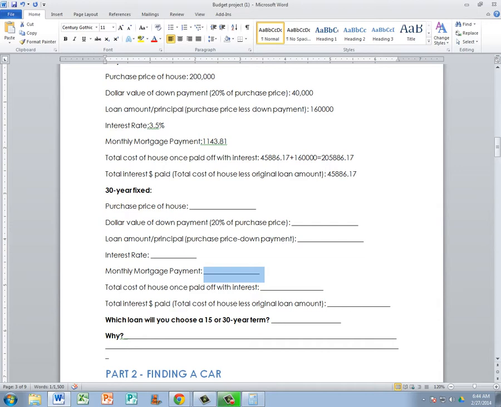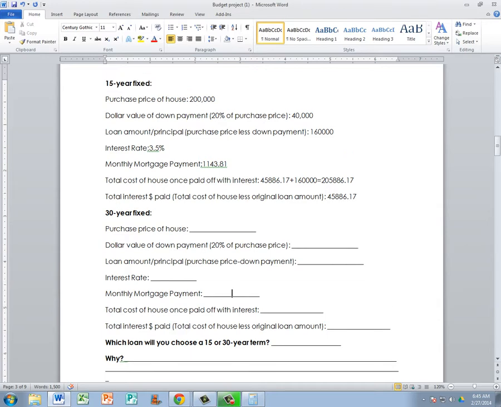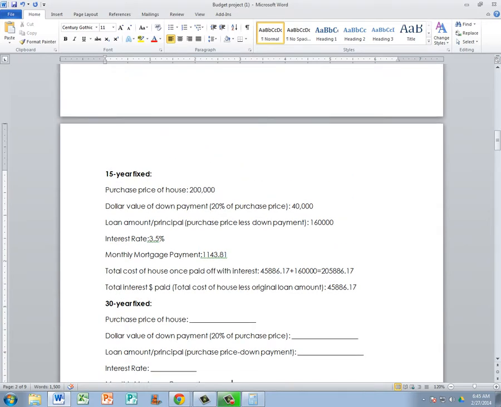Okay, so then you're going to tell me which loan you chose, 15 or 30-year, and why. Were you concerned more about the monthly payment or the total cost of the house once interest was paid? And that is part 1 of finding a house and financing or setting up a mortgage for your house.